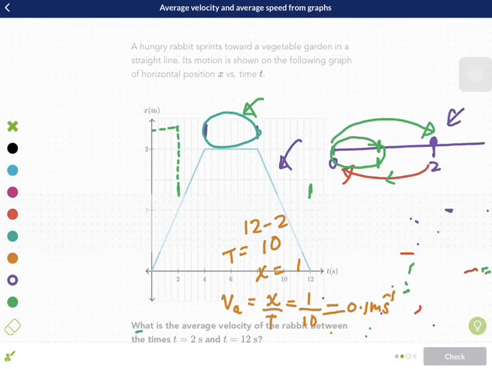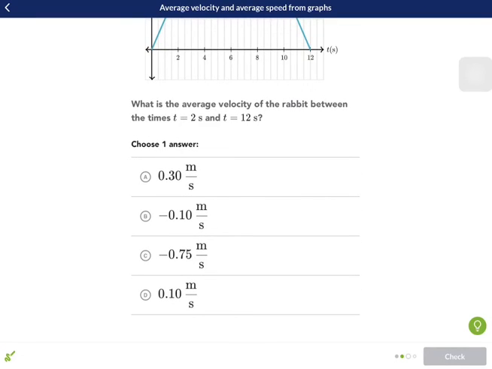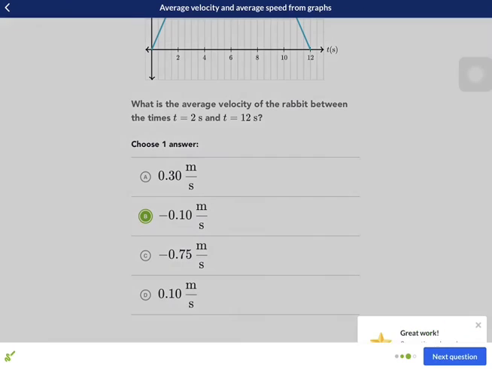From this sketch we can understand the displacement is minus 1. The first position is here and the last position is here. We moved in this direction, so the answer should be minus. So let's check the answer. Minus 0.1 m/s. Yes, the answer is right.